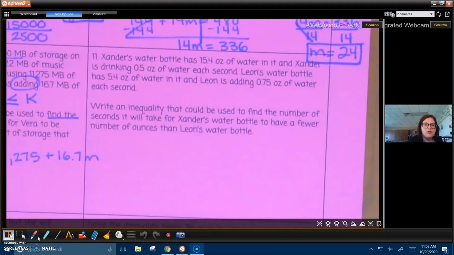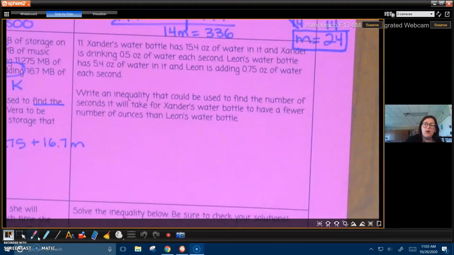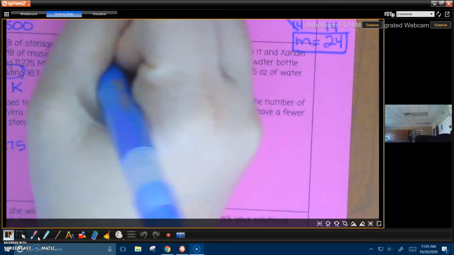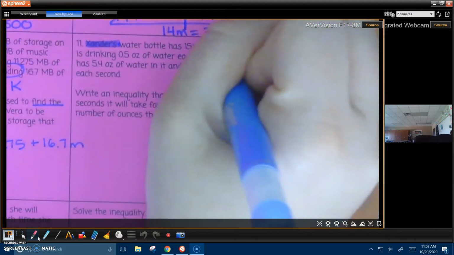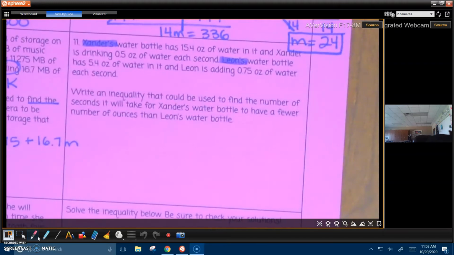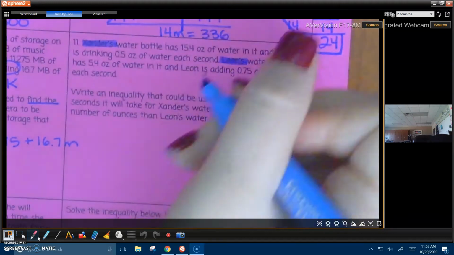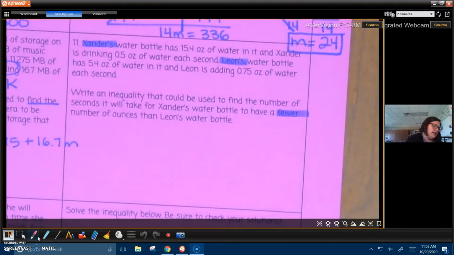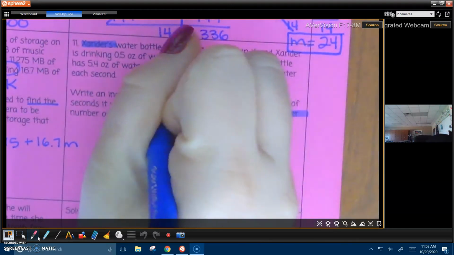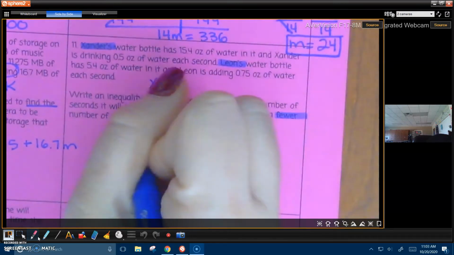Number 11, Xander's water bottle has 15 and 4/10 ounces of water. Xander's drinking 5/10 of water each second. Leon's water bottle has 5 and 4/10 ounces of water, and he's adding 7/500 ounces of water each second. So we have Xander, and we have Leon. It says write an inequality that could be used to find the number of seconds it would take for Xander's water bottle to have fewer number of ounces than Leon's. So fewer means less than. So we're looking for when Xander would have less than Leon.